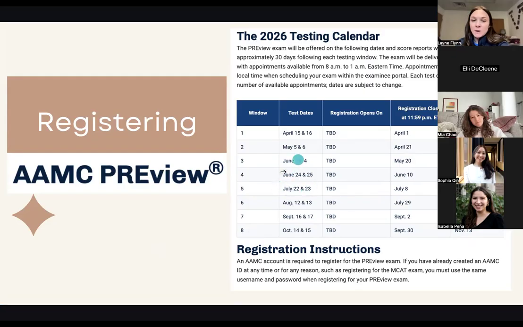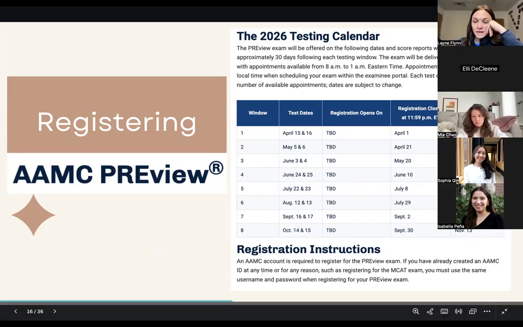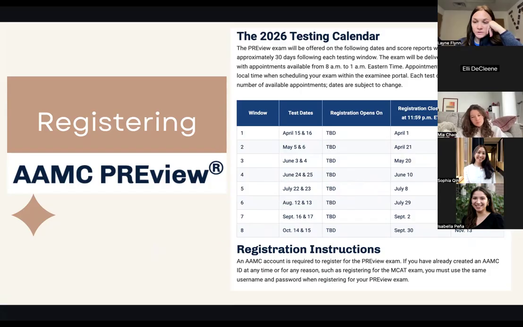As I mentioned, the most popular dates do fall in June. So if you want to secure a June date, then you could try to register as soon as it's open. May would also be a nice time to take it. If you're working on everything else, you'll be close to finished by then. But really just whatever works in your schedule.